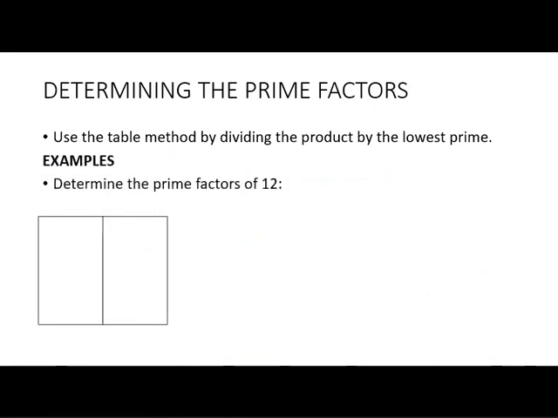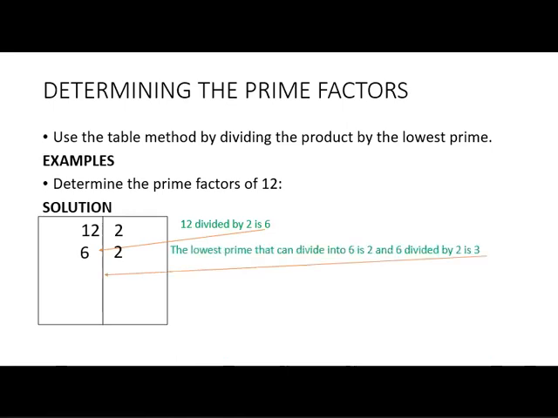Let's determine the prime factors of 12. You first find the lowest prime that you can divide 12 by without leaving any decimal remainder. That will be 2. 12 divided by 2 is 6. The lowest prime that gets into 6 will be 2. And 6 divided by 2 will be 3. And now the lowest prime that I can divide 3 by will be 3 itself. And 3 divided by 3 will simply give me 1.